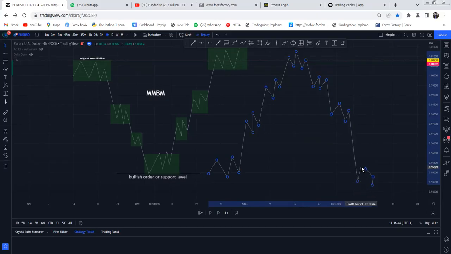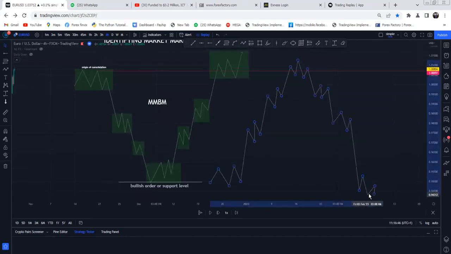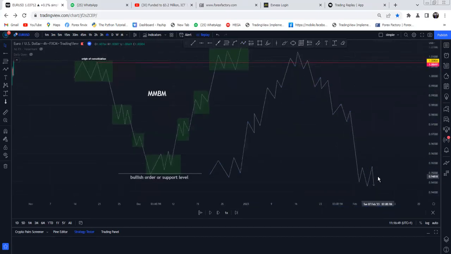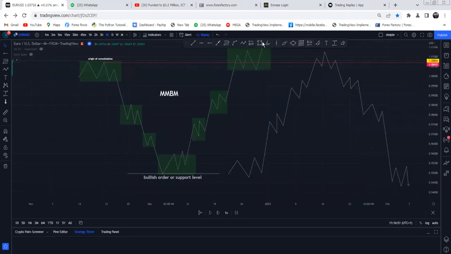Let me try to make this look good. Okay. Here is the origin of your consolidation. Price consolidates, that's the origin. All right. Same thing here. Price consolidates, moves forward, consolidates, and it moves forward. This can be seen on all the time frames. Remember, it is still in line with your institutional order flow.